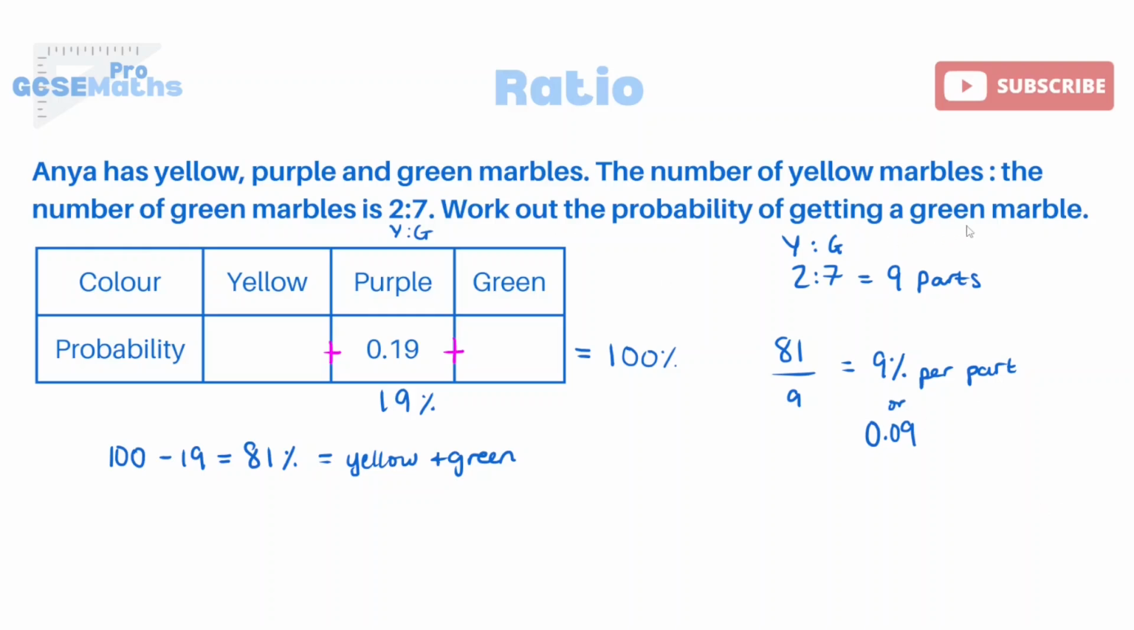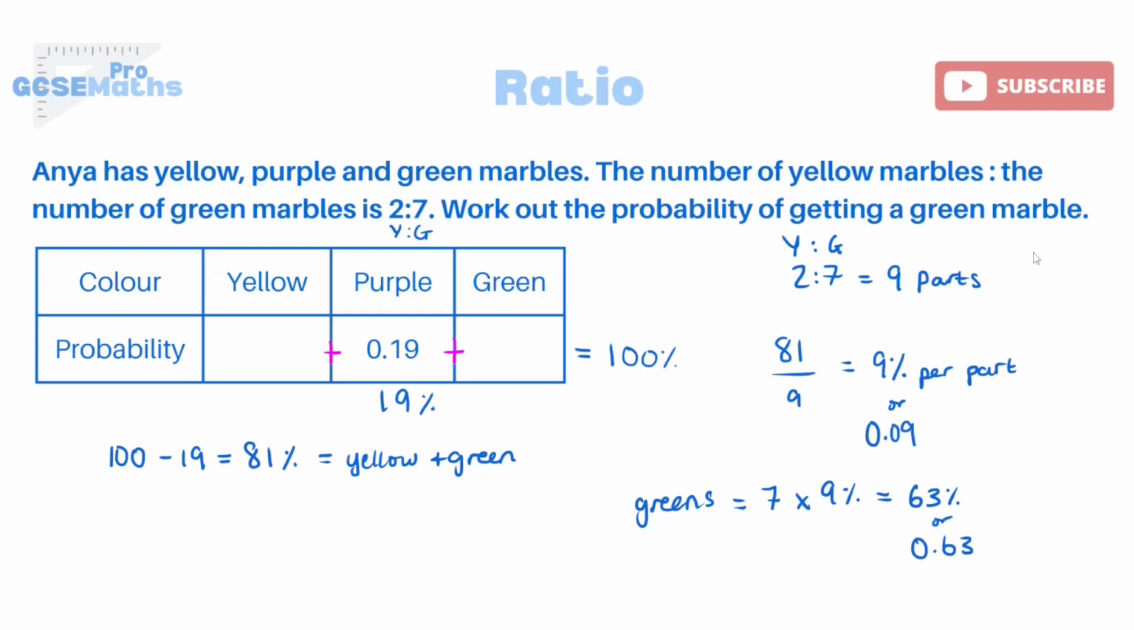Now, they've only asked for green, so I don't actually have to work out the yellow. You obviously can, but I don't need to. So I'm just going to look at the green. The green side is 7 parts. So to find green, I just need to do 7 times either my 9% or my decimal, 0.09. So that should give me 63%, or as a decimal, 0.63.